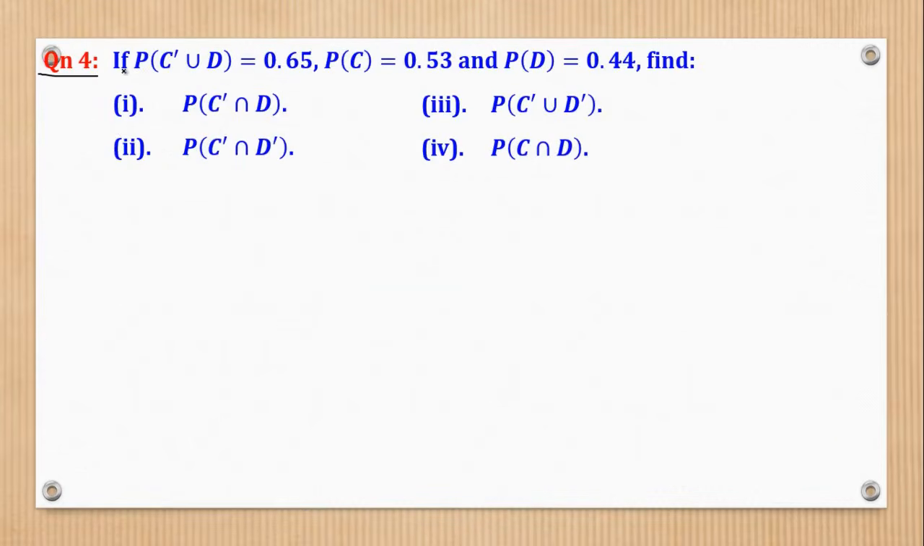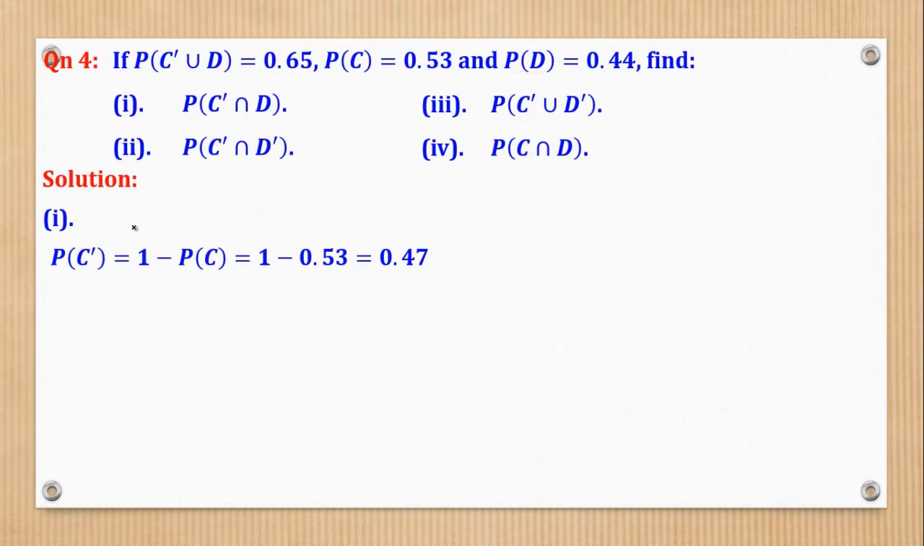Then question 4 says if probability of C complement union D is equal to 0.65, probability of C is 0.53, and probability of D is equal to 0.44, find this, and that. So you can still pause the video and first work it out. So for Roman 1, they want probability of C complement intersection D.